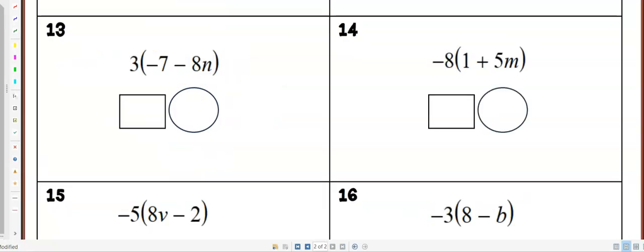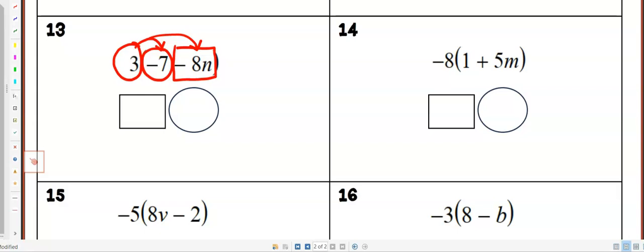We are working with distributive properties on these problems. That means that we're going to take this value outside of the parentheses, right outside, and we can multiply to each of the terms inside. So inside, I have negative 7, and I'm going to circle that, and then I'm going to box the negative 8n. I'm going to include that negative symbol. We can multiply unlike terms.